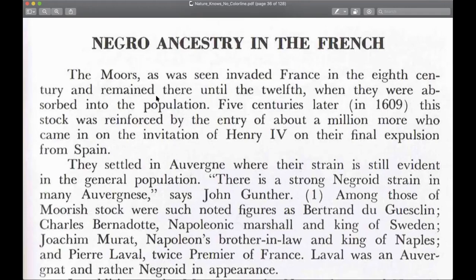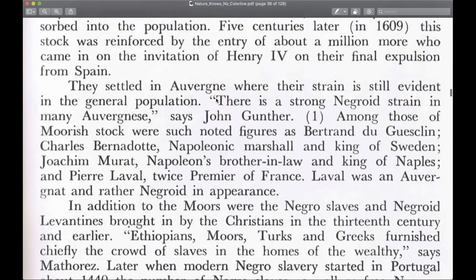All these Sephardic Jews and Moors, remember, these were all people of color, dark-skinned people, what you would call a so-called Negro. A million of them entered France, a million. These people became the Huguenots, remember that. Let's not forget our past videos and the past teachings. This is correlation. It's telling you right here, they settled in Aquitaine, where their strain is still evident in the general population. There's a strong Negro strain.